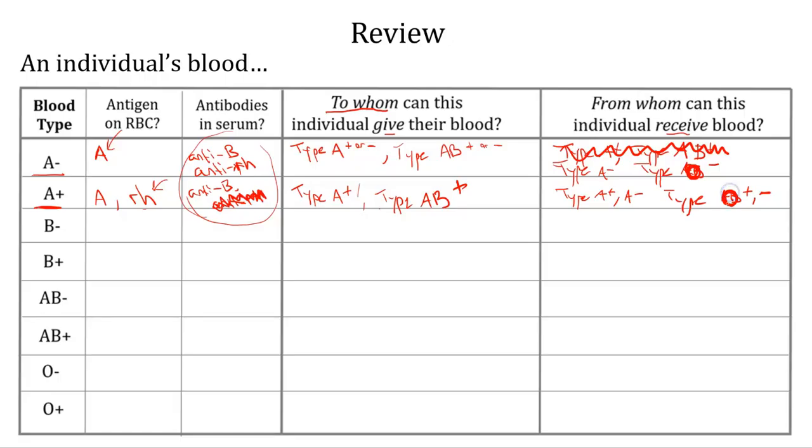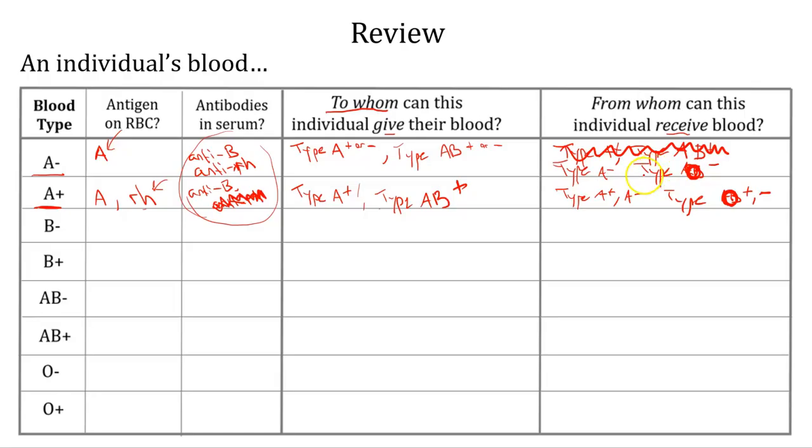So just to give you an illustration of how convoluted this is, I've been teaching this class for like 10 years now, and I still struggle with this. Okay, so make sure you're careful with this. You could receive from an O, you could not receive from an AB. You could give to an AB, but you can only receive from an O.